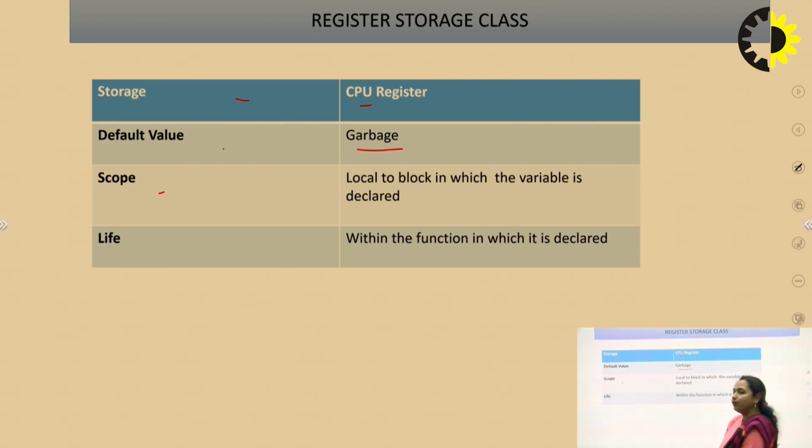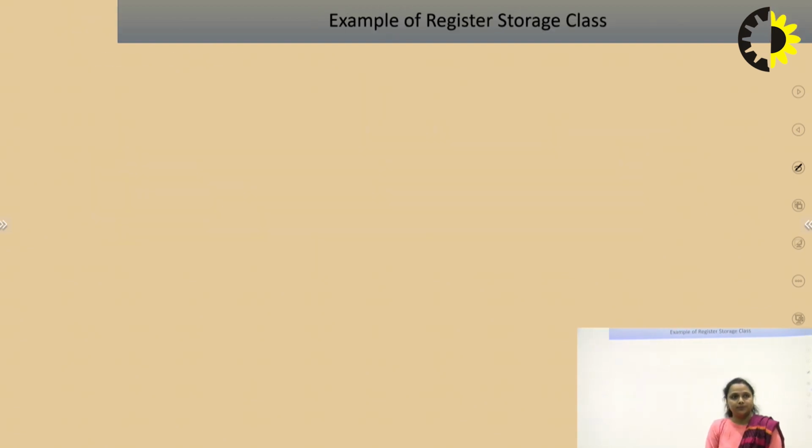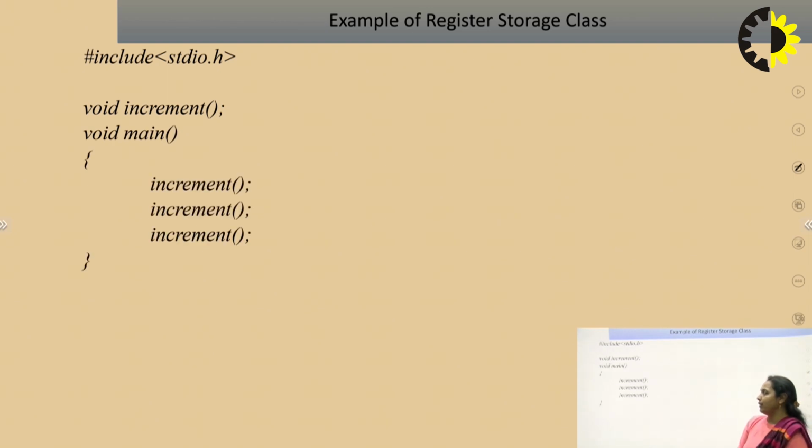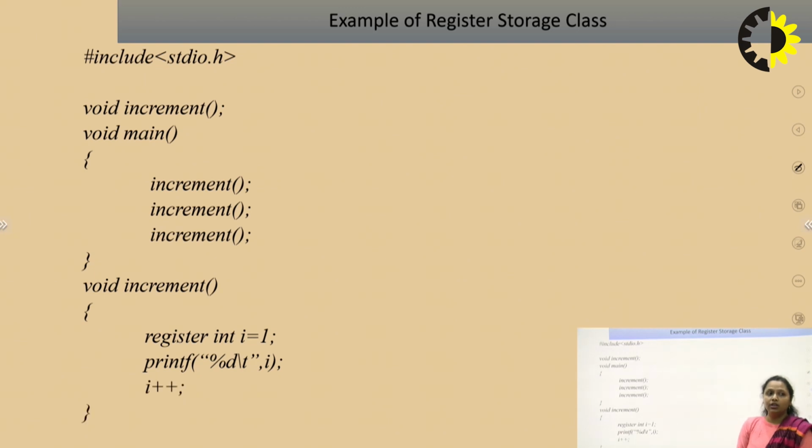Next is the life, that is within the function in which it is declared. Means in whatever function we declare the variable, in the same function we can get access to it. The value is not going to transfer to another function. Let us discuss it with the example. The same program we are taking as an example, but this time we have taken the storage class as register.